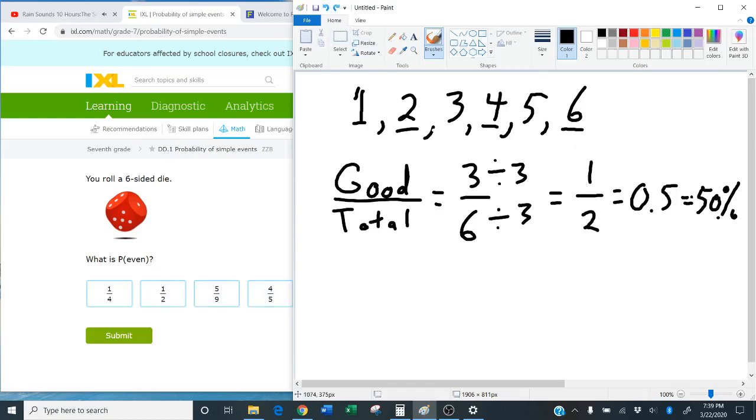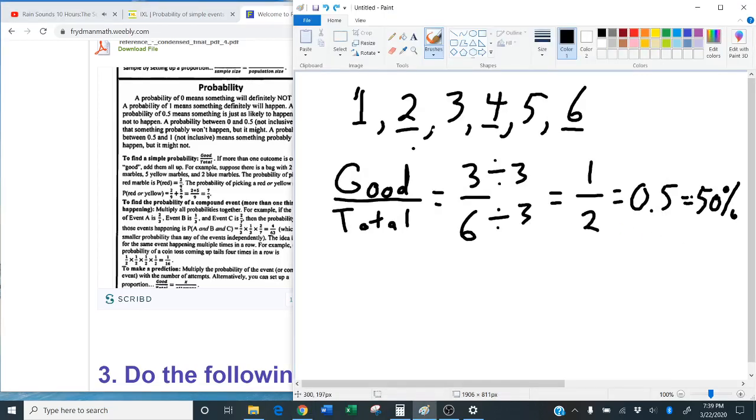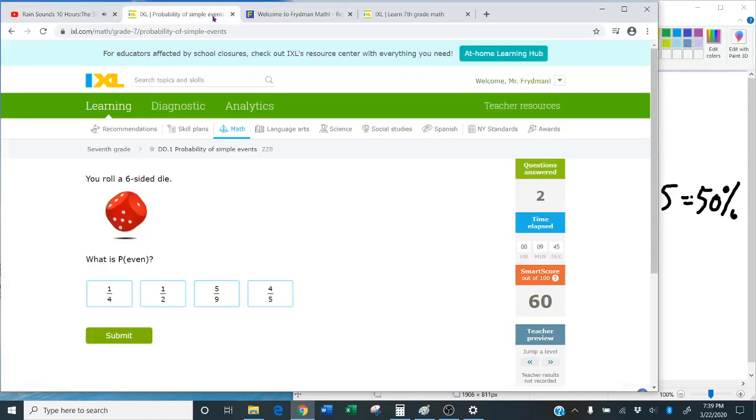What does that mean, a probability of 50%? Again, it means that the event is just as likely to happen as it is not to happen. Okay, it's right in the middle. So if I roll a die, the probability that I get an even number is exactly the same as the probability of getting a number which is not even, of getting an odd number. Okay, so let's just put that in.